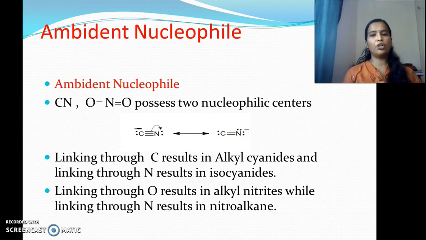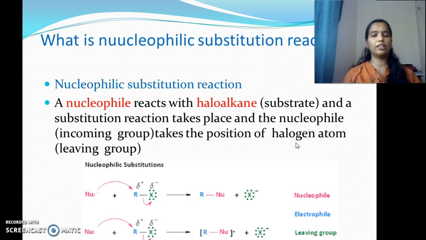Now when these nucleophiles undergo substitution reaction, it is called nucleophilic substitution reaction. What is a nucleophilic substitution reaction? Here a nucleophile reacts with haloalkane. Haloalkane is called the substrate and a substitution reaction will take place, and the nucleophile will take the position of the halogen atom. The halogen atom will depart as the halide ion; the halogen atom is the leaving group and the incoming group is the nucleophile. So this is a nucleophilic substitution reaction.